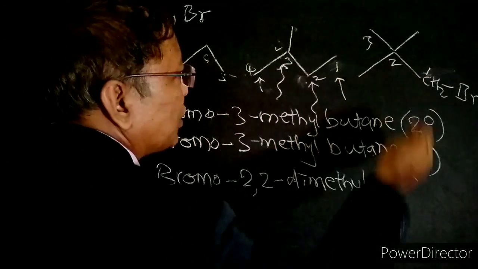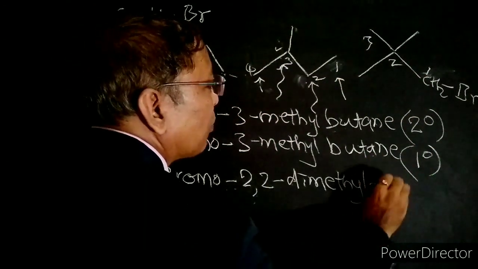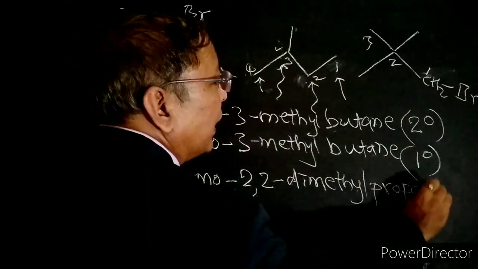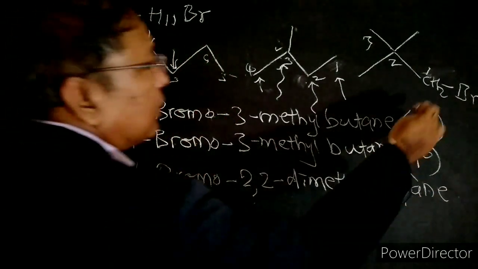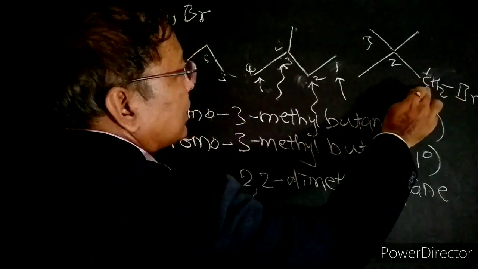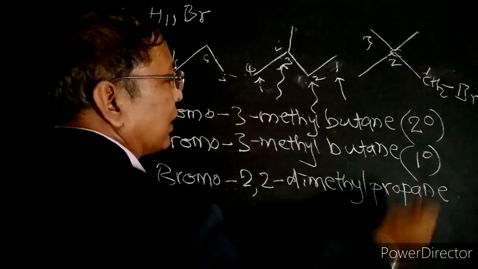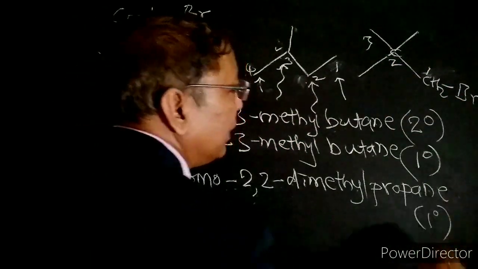The longest chain is of 3 carbons, that is propane. What is the degree of this? The halogen atom is attached to this carbon, which is again attached to one more carbon atom. Therefore, this is a primary alkyl halide.